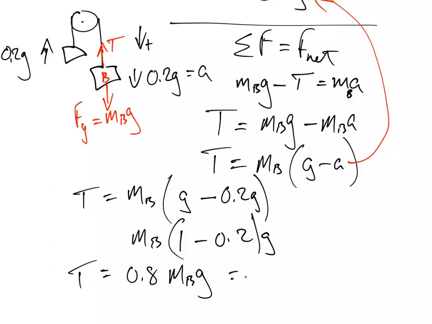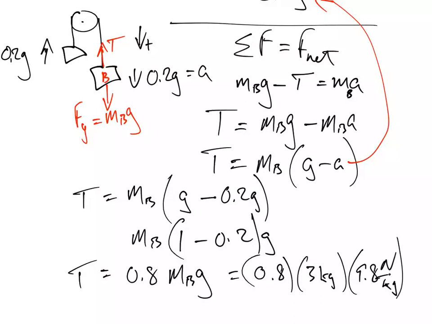And the rest is trivial, right? Because mb we know is 3 kilos, and g is 9.8 newtons per kilo. You do the multiplication, and you get 0.8, enter, 3 times 9.8, answer 23.5 newtons. And we're done.